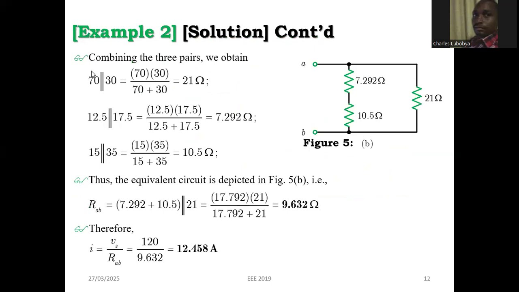You can see that the 70 will be in parallel with the 30 to get 21. The 12.5 is in parallel with the 17.5 to get 7.292 ohm. 15 and 35 are in parallel to get the 10.5. Thus, the equivalent circuit looks as shown here. So you can see now that these two, this was our X, this was our Y, they're in series, but in parallel with the 21 there.